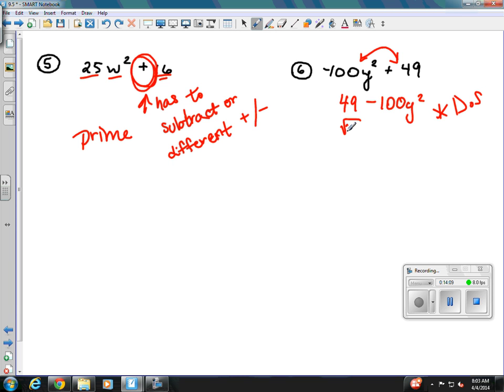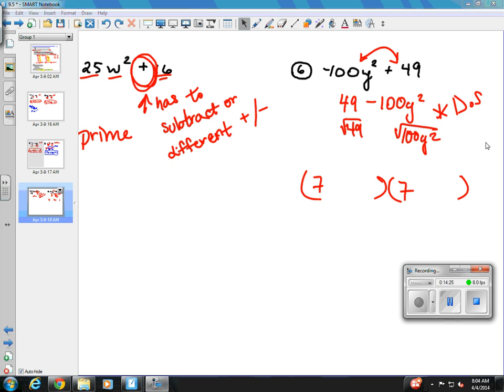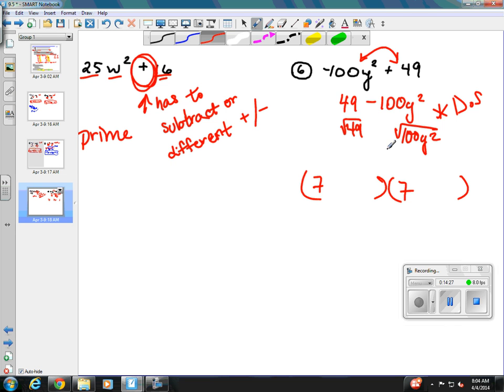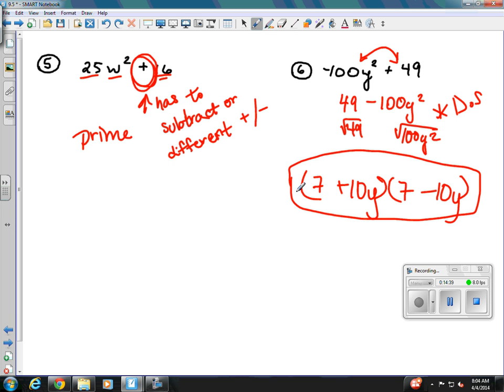So, square root of 49, square root of 100y squared, and we get our 2 parentheses. Square root of 49 is 7 and 7. Okay, and then our signs are different, a plus and a minus. Square root of 100 is 10, so I put a 10 in each, and square root of y squared is y, so y in each. And that's our answer. And that finishes up for our DOS.